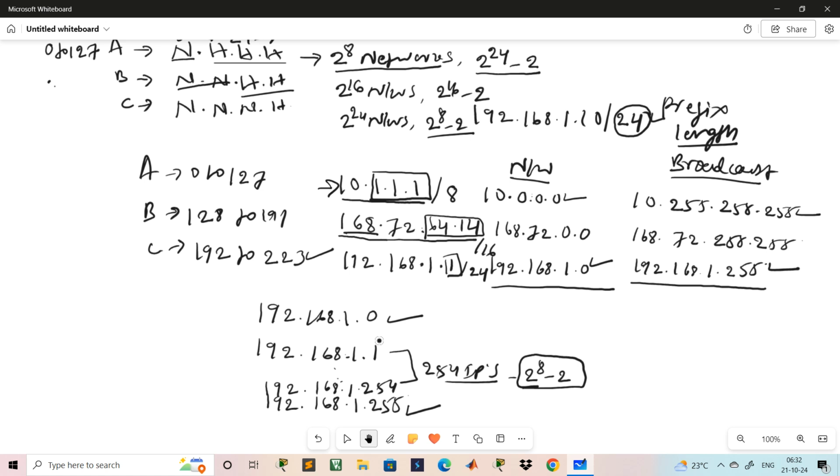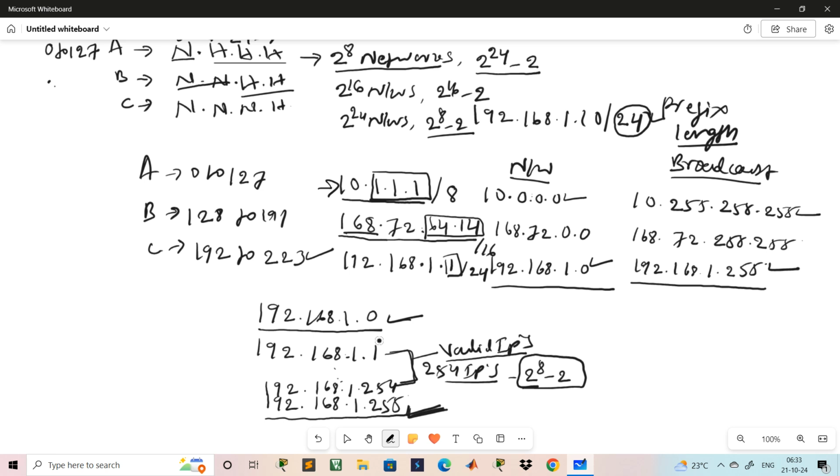So this is the starting IP, this is the network address, and these are the valid IPs which I can assign to any end device. Don't assign the network address and the broadcast address. If you assign the broadcast address, the message will go to everyone in the network. If you mistakenly assign this IP address to a host machine, whatever message comes to that network will go to all 254 systems. That's why you should not assign the broadcast address.